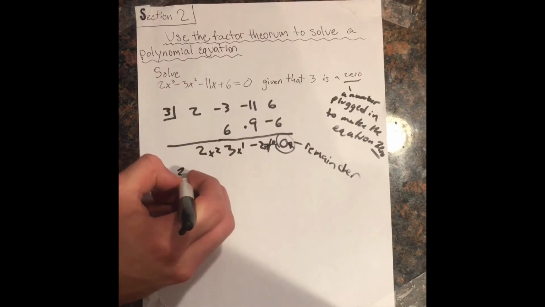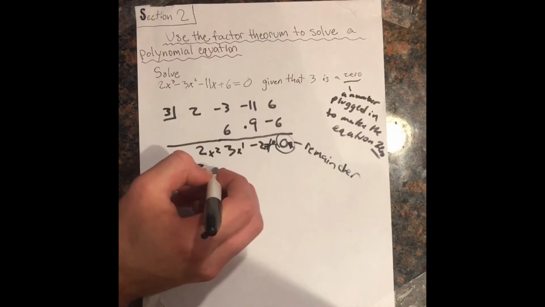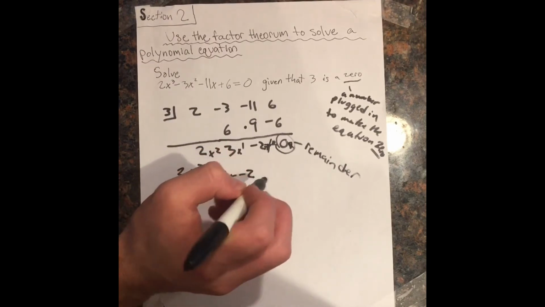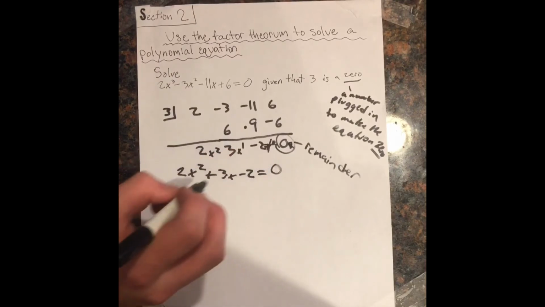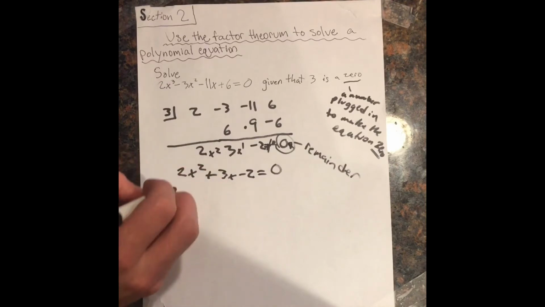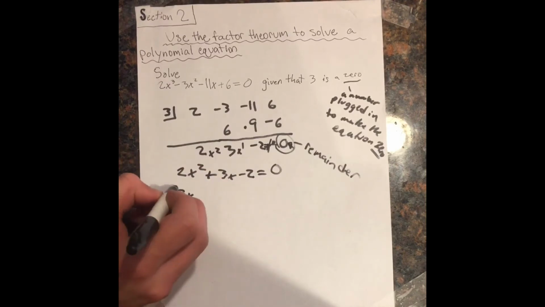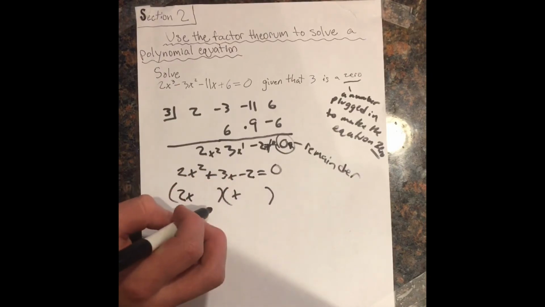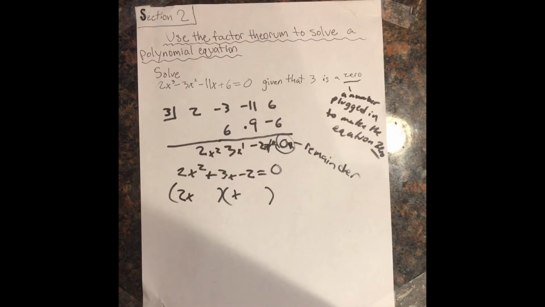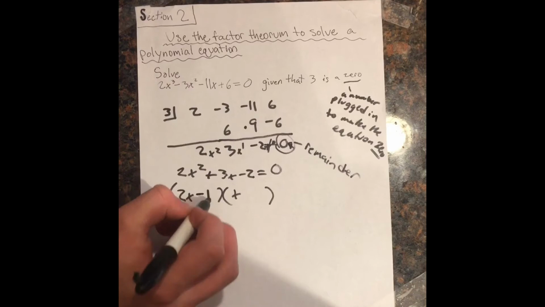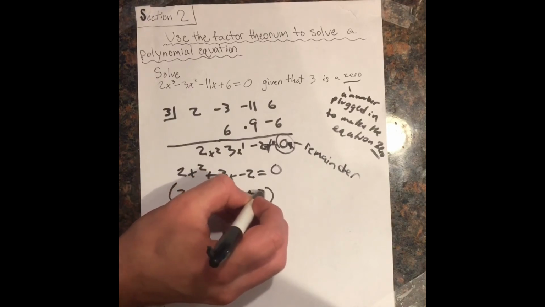So this comes out to 2x squared plus 3x minus 2 is equal to 0. So now we can go ahead and factor this equation, which we would start with 2x. On the other side put x, and this is just a skill that we've learned, so it should be pretty easy. We get 2x minus 1 and x plus 2.